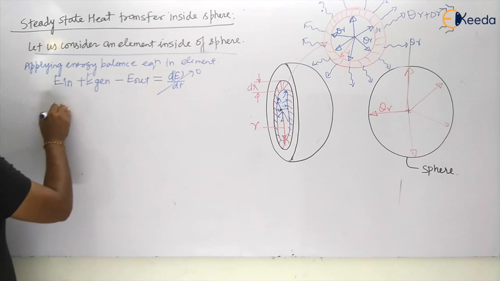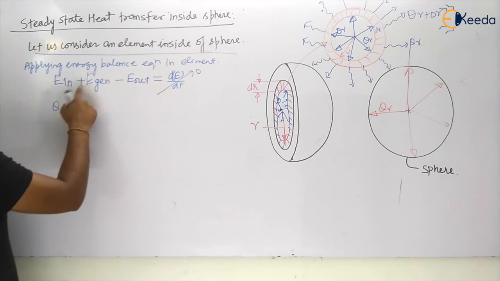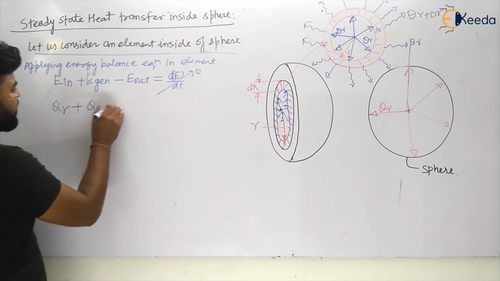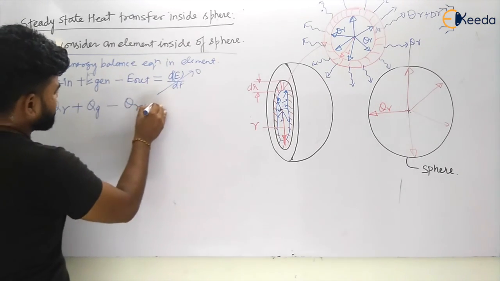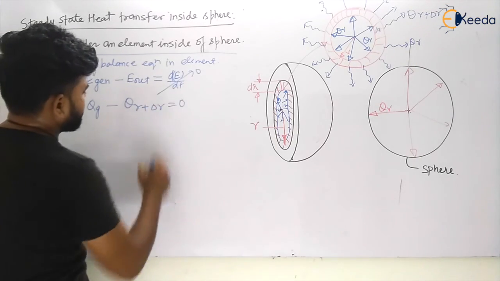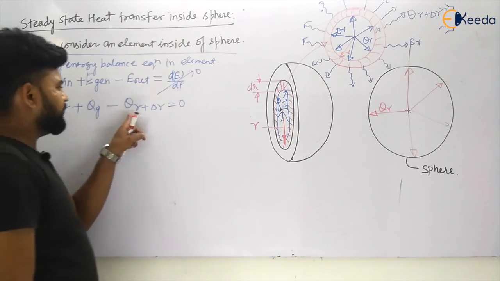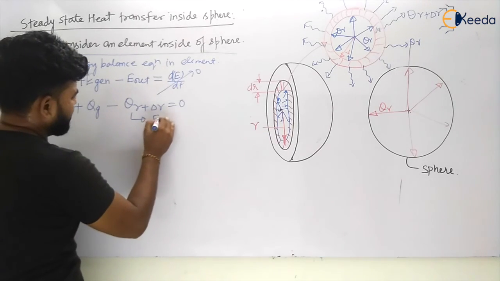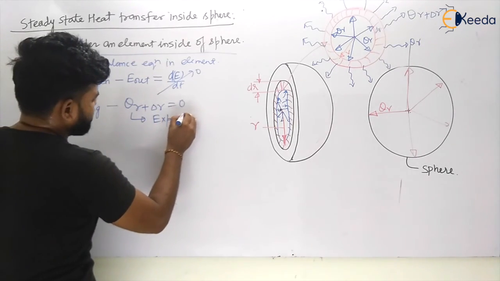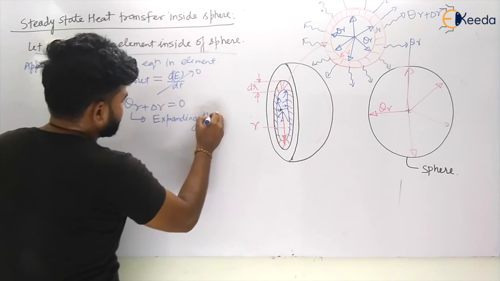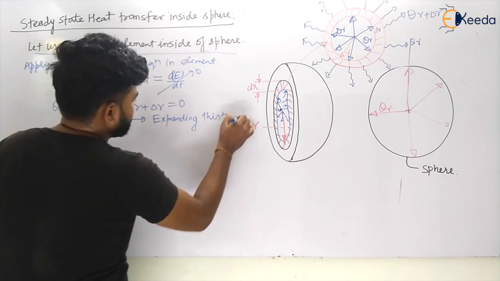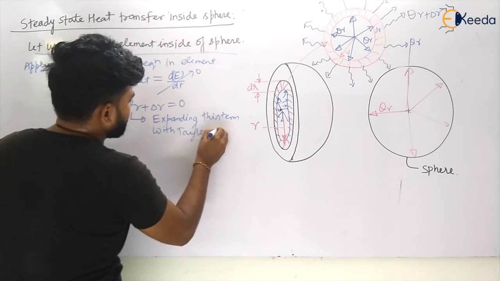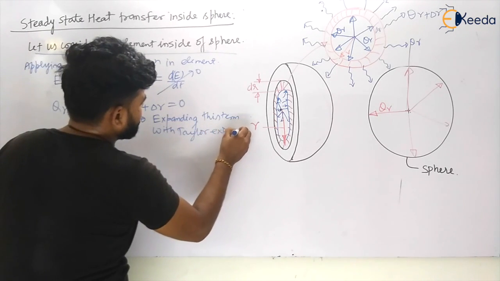Energy in is equal to QR plus energy generated, which is Q generated. Very good. Now energy out is equal to QR plus delta R, and this will become equal to 0. So let us apply Taylor's expansion, expanding this term with Taylor expansion.